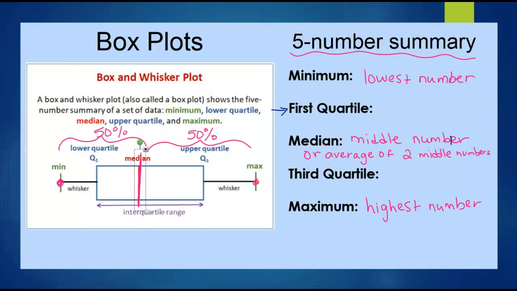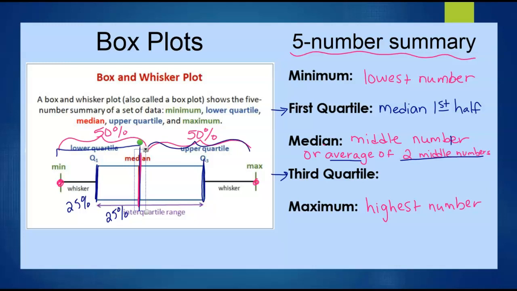The first quartile is found using this first half of data, and it's finding the median of that first half. So we find the median, the middle number of the first half of the data. And remember, if it's a tie, I would take the average of the two middle numbers. So if this is the median of this first half, then this is 25% of your data, and this is 25% of the data. All right, the third quartile is here, and that would be the median of this second half of the data.